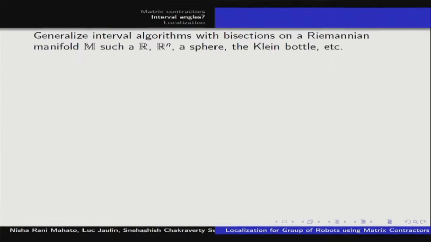And in this case, we can generalize intervals to what we can call a bisectable abstract domain. So if we want to make interval algorithms as general as possible, what do we need?